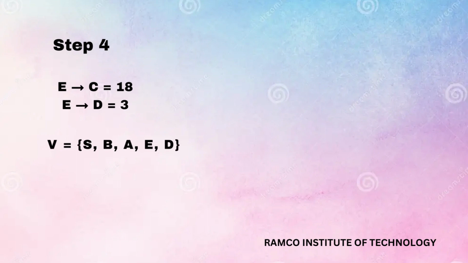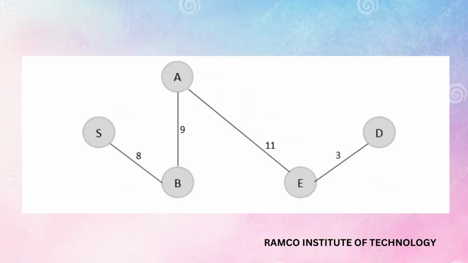Since E is the last visited, check for the least cost edge that is connected to the vertex E. E to C has 18, E to D has 3. Among these edges, E to D has the minimum weight. So E to D is added to the spanning tree. So the output array contains S, B, A, E, D. This is the output of the previous step. The edge E to D is added into the output spanning tree, and the vertex D is added to the output array.